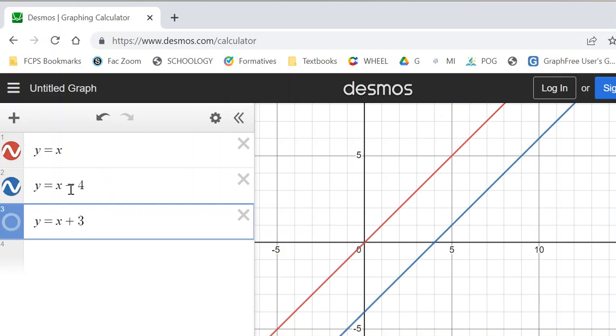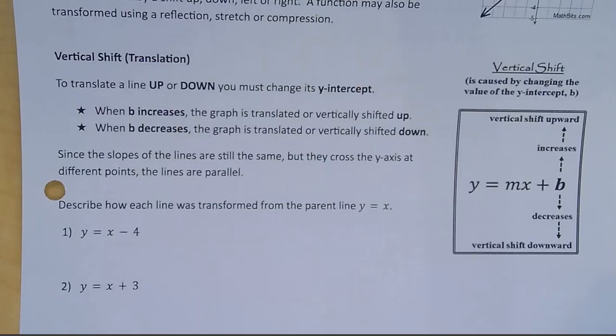If I'm looking at my middle line here, x minus 4, I say negative 4 minus 0 equals negative 4. Since it's negative, it means we went down, and of course we went down 4. So feel free to play around in Desmos, because Desmos is very friendly, and you can change your slopes here, you can change your y-intercepts, and you can see exactly what happens to the line. Okay, we're going to go back to our notes.